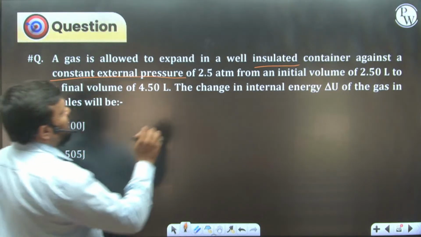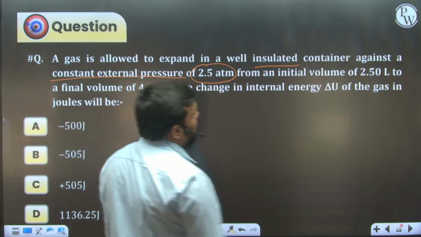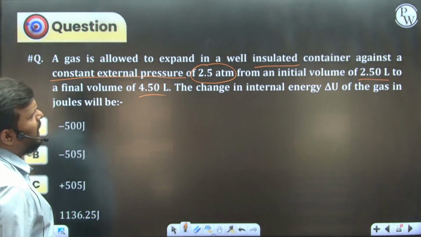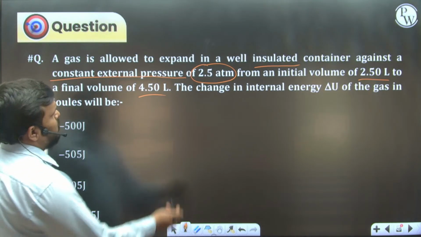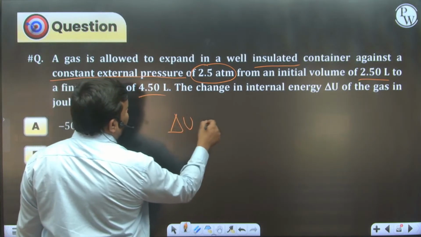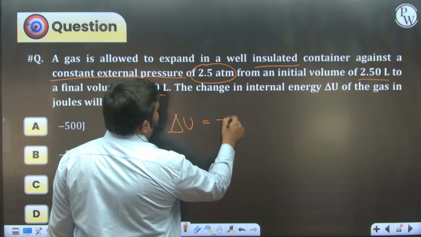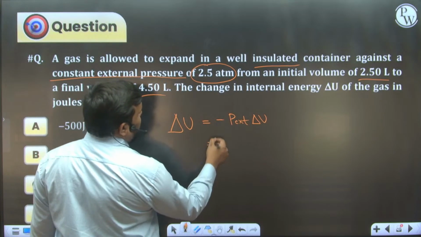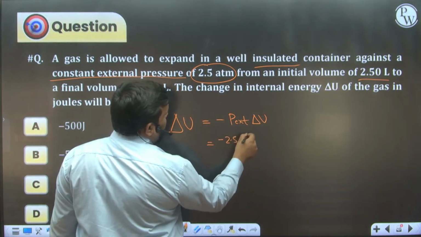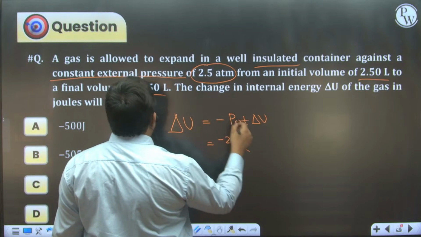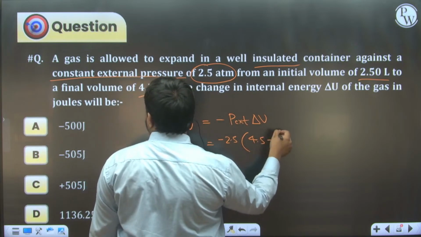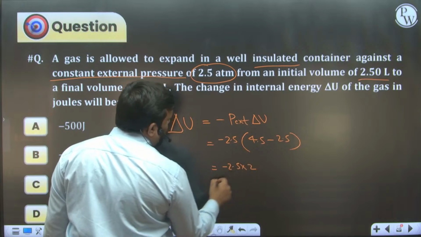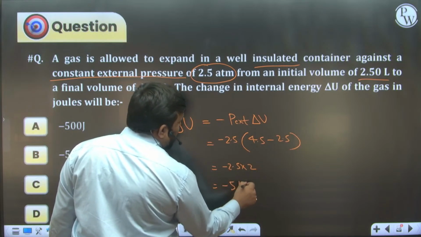So we are having this external pressure as 2.5 atm, and initial volume is 2.5 liter, final volume is 4.5 liter. The change in internal energy delta U of the gas will be. So already told you, for adiabatic irreversible process, the internal energy change will be minus P external delta V. Over here, minus external pressure is 2.5, and the change in volume is, volume final is 4.5 minus volume initial is 2.5. So we are getting minus 2.5 into 2, minus 5, but the unit is liter atm.